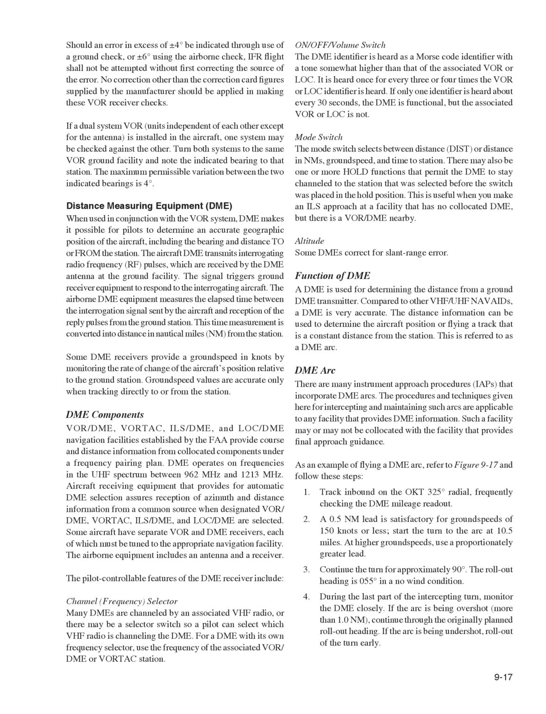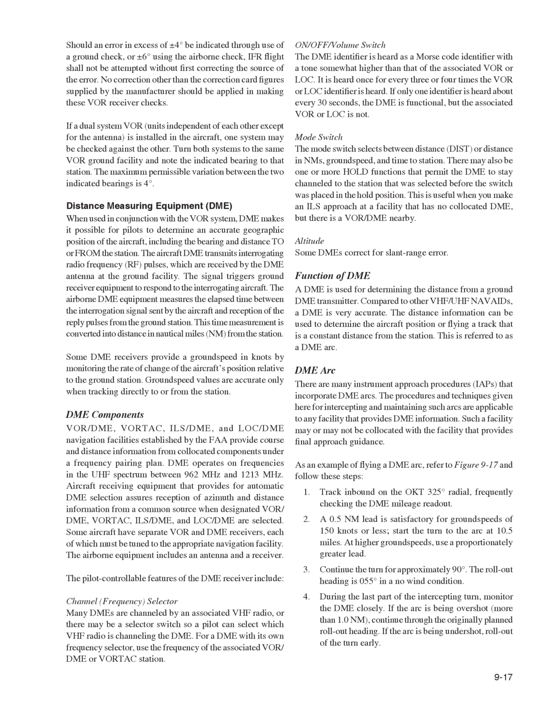DME components. VOR/DME, VORTAC, ILS/DME, and LOC/DME navigation facilities established by the FAA provide course and distance information from collocated components under a frequency pairing plan. DME operates on frequencies in the UHF spectrum between 962 MHz and 1213 MHz. Aircraft receiving equipment that provides for automatic DME selection assures reception of azimuth and distance information from a common source when designated VOR/DME, VORTAC, ILS/DME, and LOC/DME are selected.